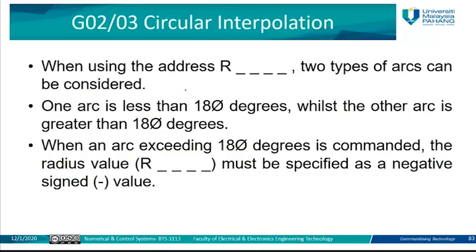This is what we already mentioned for the value of R. R is positive, we said, when the arc is less than 180. So R is small, it's not a complete semicircle, not a complete circle. So less than a semicircle, R becomes positive. But if the arc is more than a semicircle, it will be a negative value.